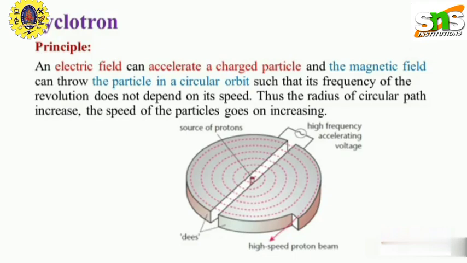A cyclotron follows a principle which is given below. That is, the charged particle can be accelerated by a given electric field, whereas the magnetic field can make that particle move in a circular orbit, such that its frequency of revolution does not depend on its speed.